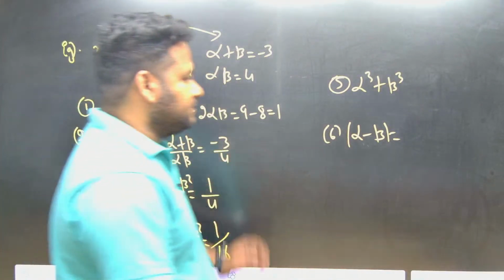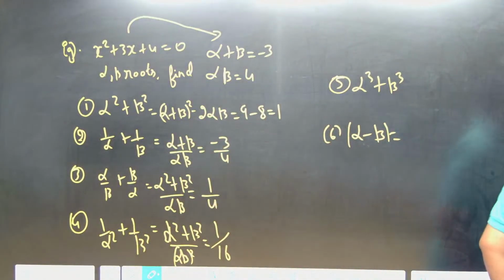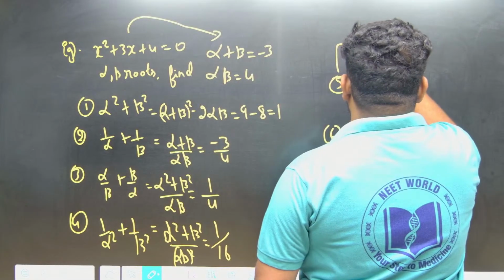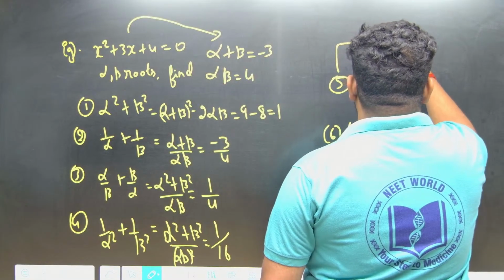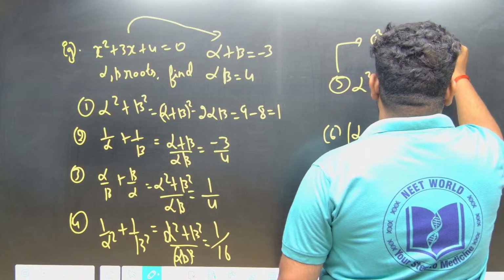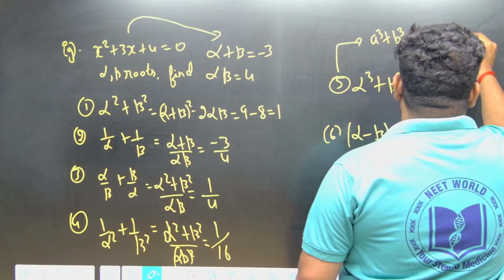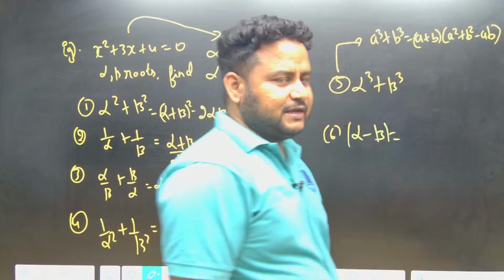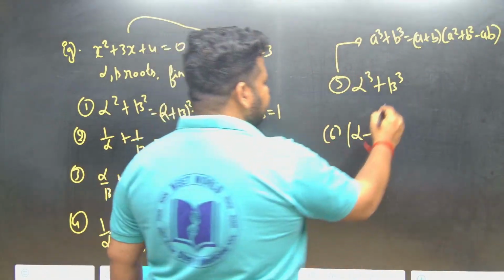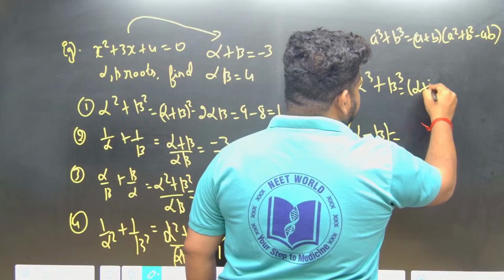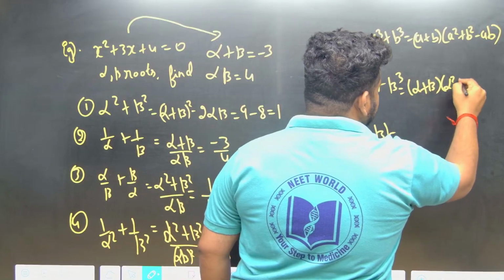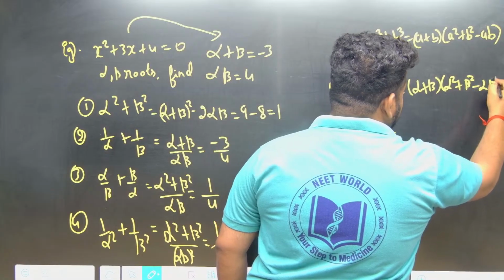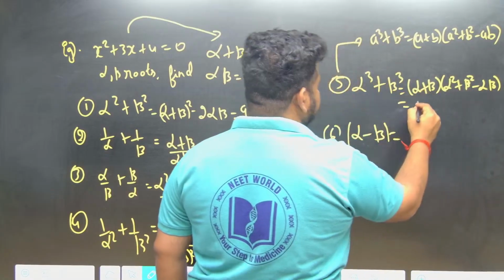Now see this one, we are having alpha cube plus beta cube. So this is of the form a cube plus b cube. So this can be written as a plus b into a square plus b square minus ab. So this is one of the formulas we can apply here. So if I apply this here, this will become alpha plus beta into alpha square plus beta square minus alpha beta. Already we got the value. Alpha plus beta is what? Minus 3.